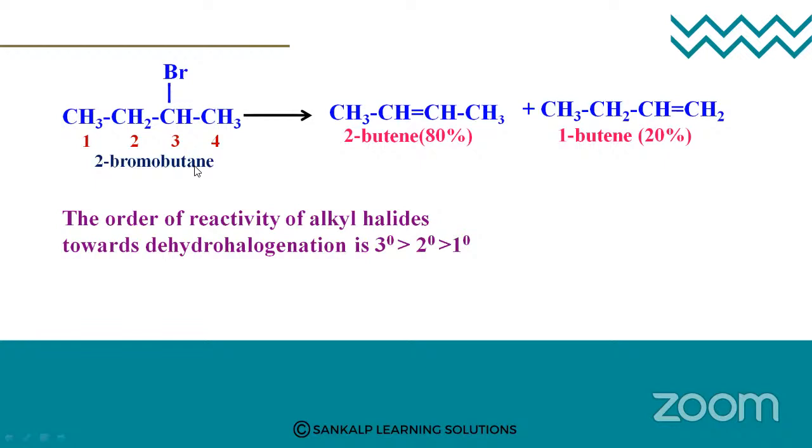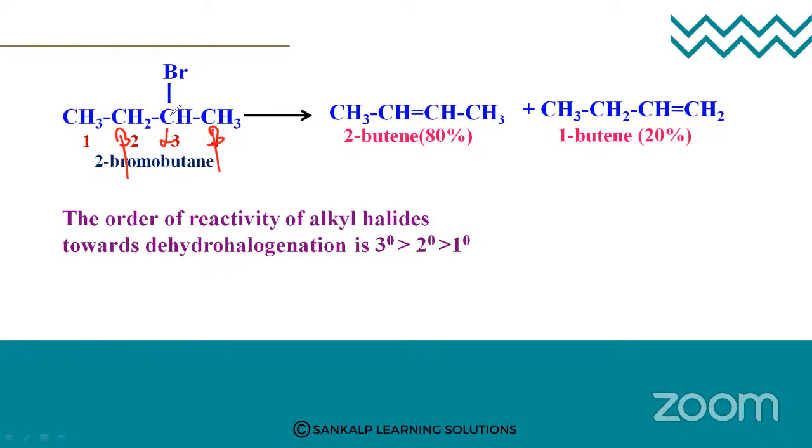So you can see 2-bromobutane is given. Now here you can see there are two beta carbons. This will be the alpha carbon, right? This is also beta, and this is also beta.